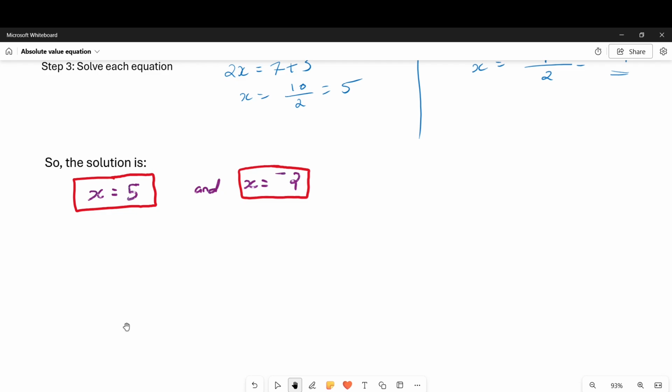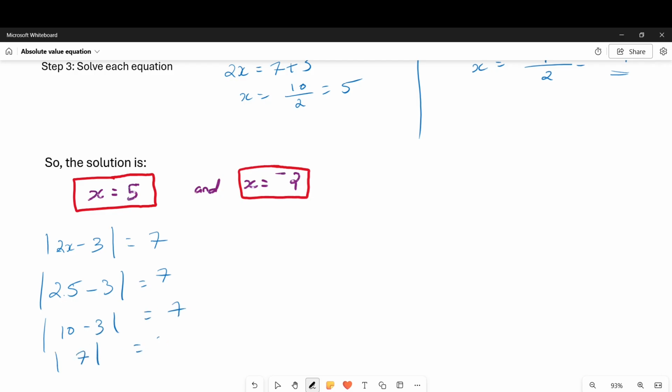So we will just substitute both x values in our original equation. This is the original equation, right? So we substitute x into this. Inside the absolute value, 2 times 5 minus 3: 2 into 5 is 10, and 10 minus 3 is equal to 7. Yes, inside the absolute value, 7 is equal to 7. So this value we got correct.